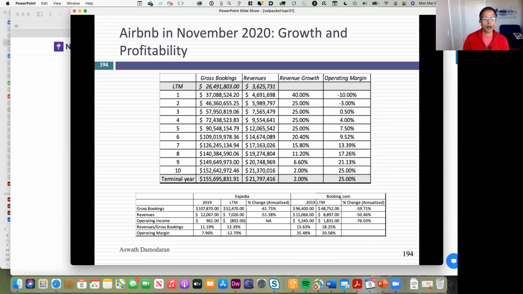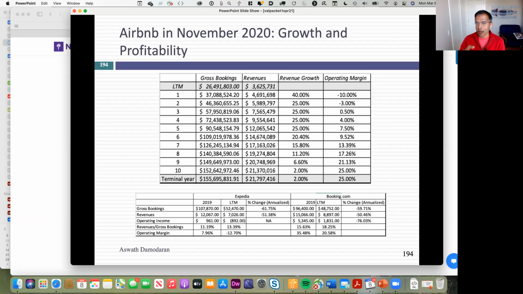So I'll start with the growth part of my story. I think Airbnb has tremendous growth potential. It's changing the hospitality business. It's bringing in new users. And I expect its gross bookings to go from 26 billion to almost 155 billion. Anytime you put growth in a company, you got to make sure the number you're coming up with is not a fairy tale. I think they can pull off the 155 billion. And I'll tell you why.